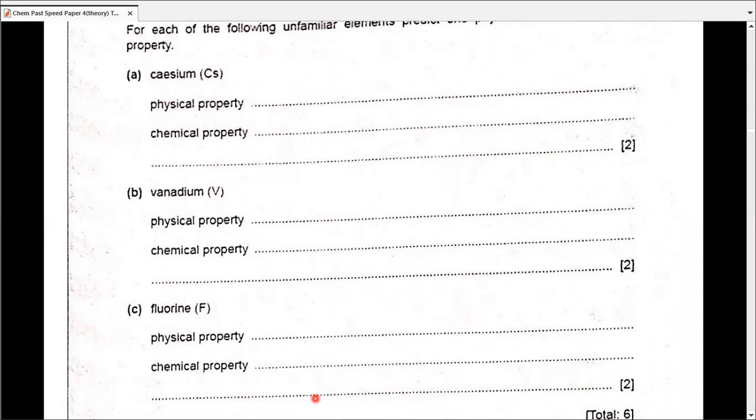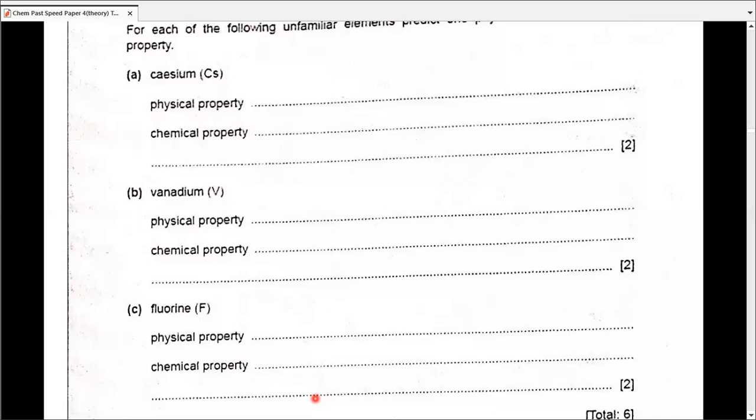When it comes to chemical property, a chemical property is something that can always be represented by a chemical reaction. So it can be a reaction with air or oxygen, a reaction with water, a reaction with an acid or an alkali, a loss or gain of electrons, usually in terms of oxidation or reduction. It can be anything that can be expressed in a chemical reaction.